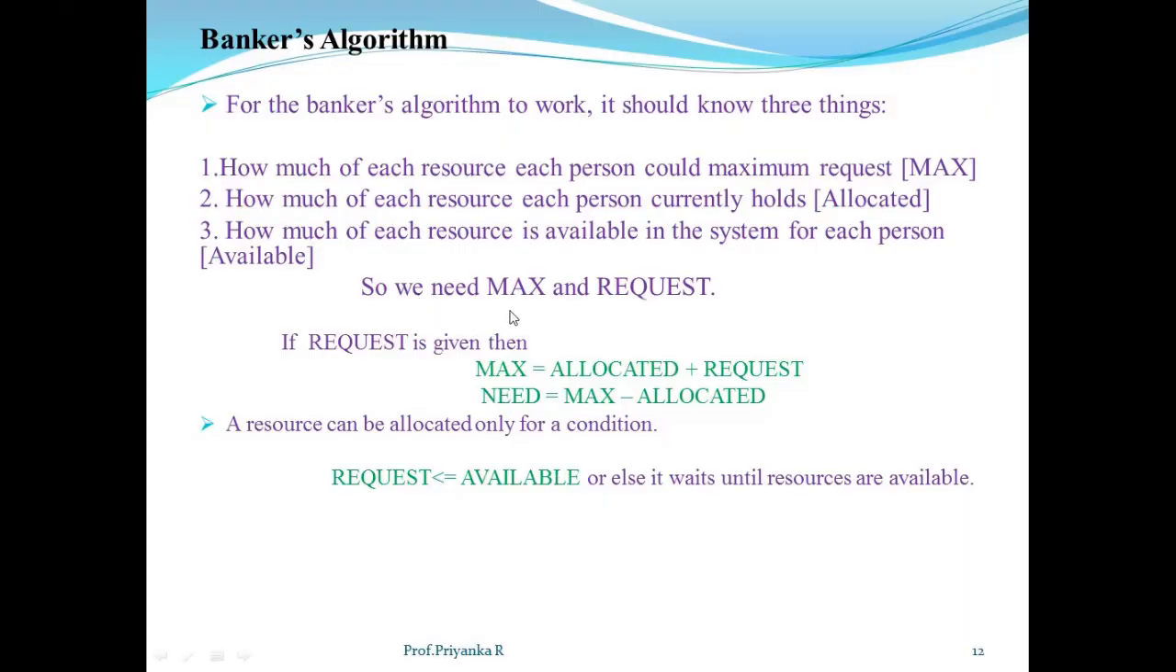Now, how do you calculate the max and need? If a request is given, then max is equal to allocated plus request, and need is maximum minus allocated. These are the two formulas we are supposed to know to solve the numerical. You should also satisfy a condition such that request should be less than or equal to available. In our analogy, if the available amount is rupees 3 and the request is rupees 5, then this condition is not satisfied, so we cannot move forward to the next stage of solving Banker's algorithm. This is the condition we should always satisfy.